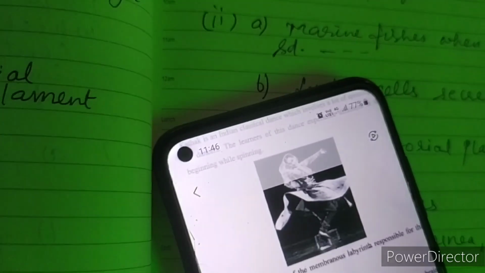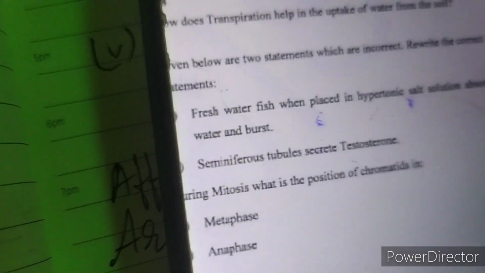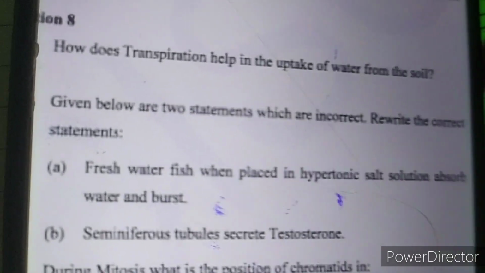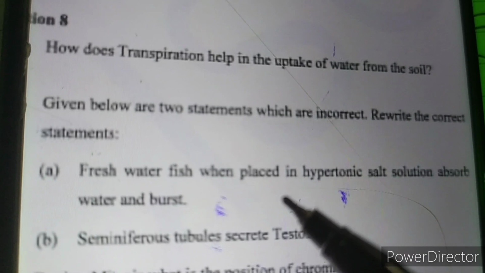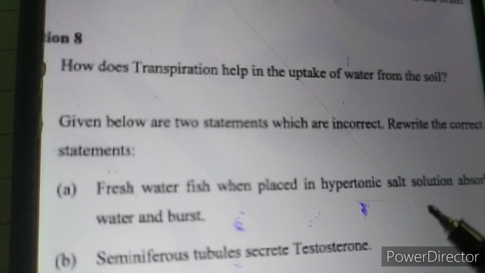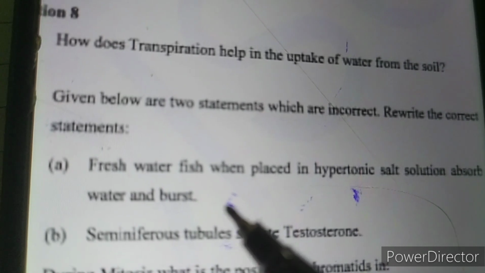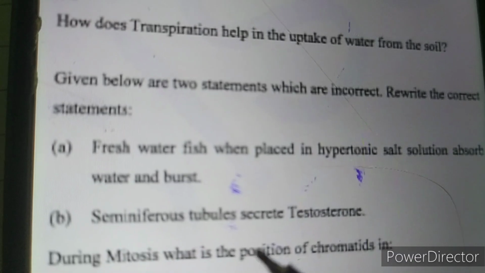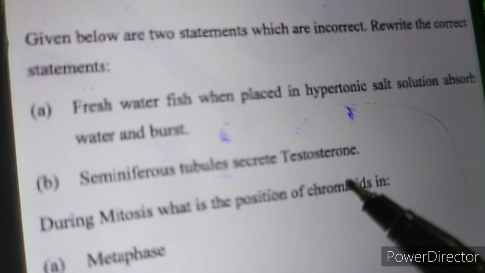Next question is question number 8. First, how does transpiration help in the uptake of water from the soil? Transpiration creates a suction force, a force that causes the water to move upward in a sequential manner. Next, there are 2 statements which you have to correct. Freshwater fishes when placed in hypertonic solution absorb water and burst. So here you will have to write: marine water fishes when placed in hypotonic solution absorb water and burst. Seminiferous tubules secrete testosterone. No, Leydig cells or interstitial cells secrete testosterone.